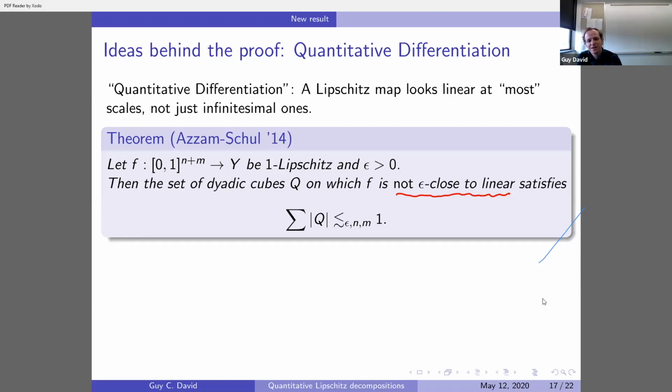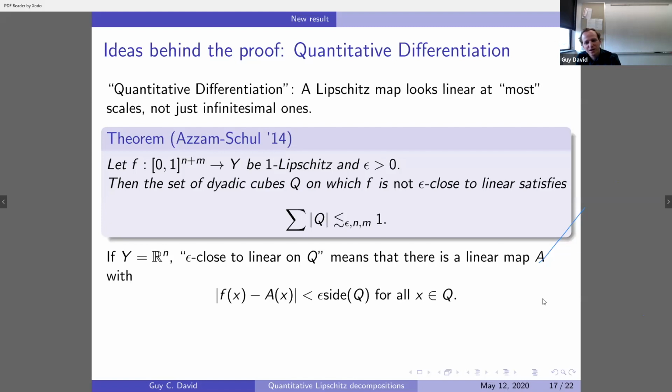If you're not used to seeing theorems like this, you should imagine adding up the volumes of all the dyadic cubes inside the unit cube. Of course, when you add up the volumes of all dyadic cubes, you get one at the top scale and one at the next scale and one, and the sum badly diverges. So what this says is if you add up only the bad cubes, only the cubes on which your mapping is not close to linear, then the sum is actually controlled, which means the vast majority of cubes are good.